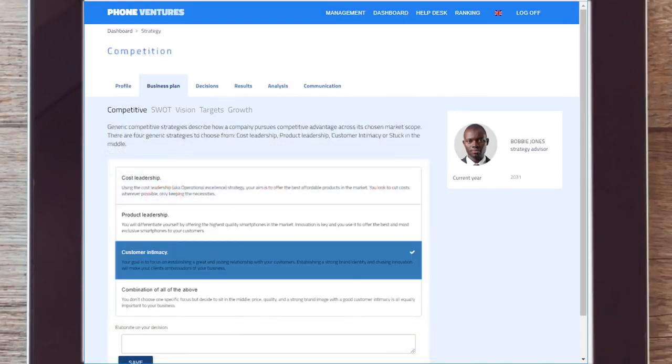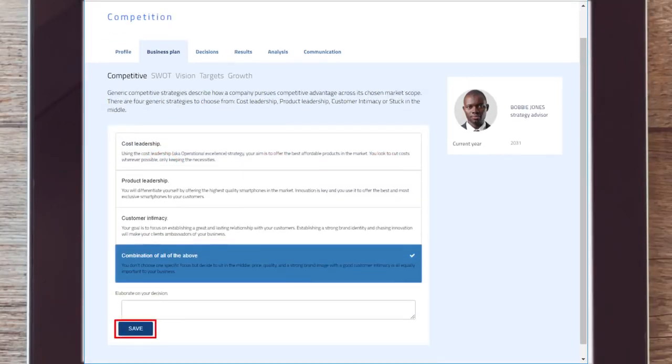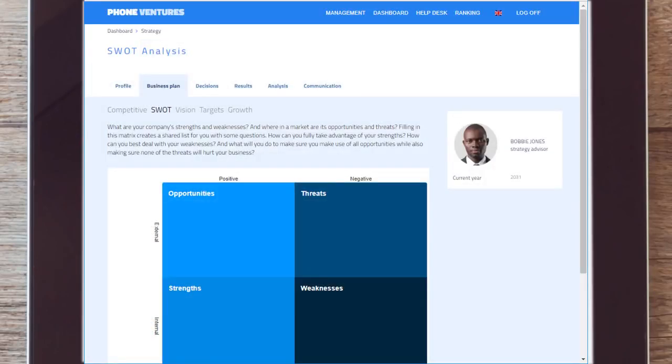Remember to always press the Save button whenever you change something. You can save each page as many times as you wish. Make a SWOT analysis of your company in order to identify strengths and weaknesses. This will prove helpful when making decisions later on.